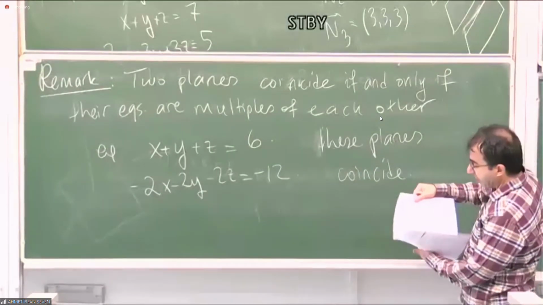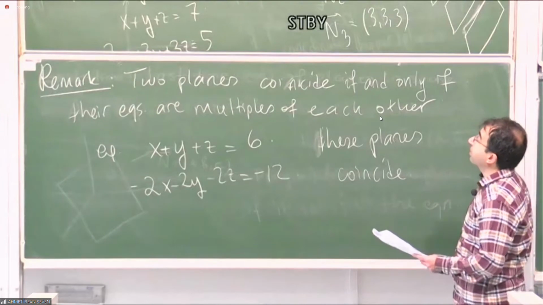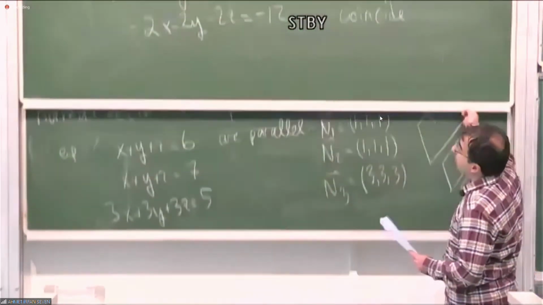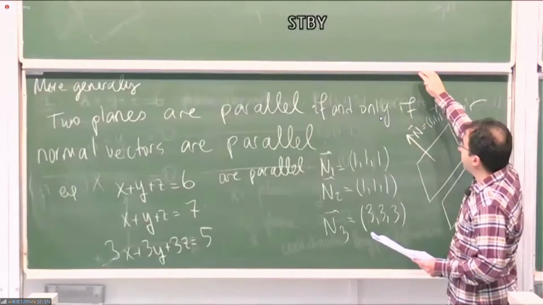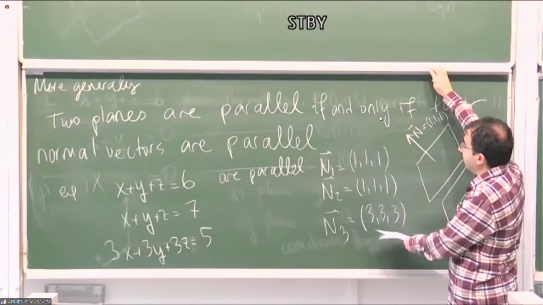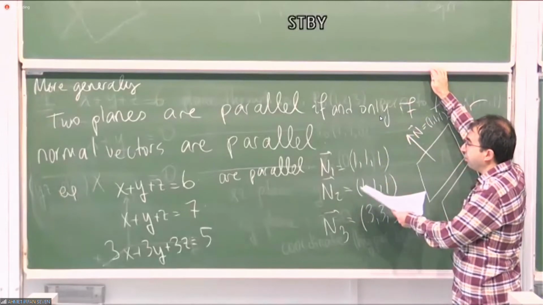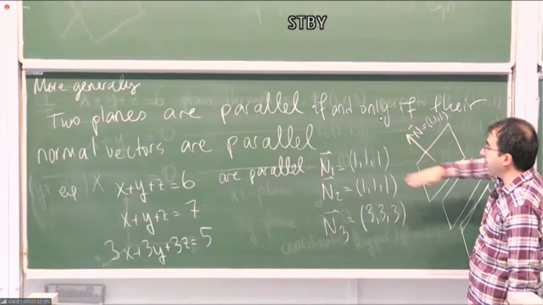Okay, so this is how we understand if two planes are parallel. We just look at the normal vectors. If they are parallel, this means the planes are parallel. And understanding if two vectors are parallel is very easy. We just look if they are multiples of each other.